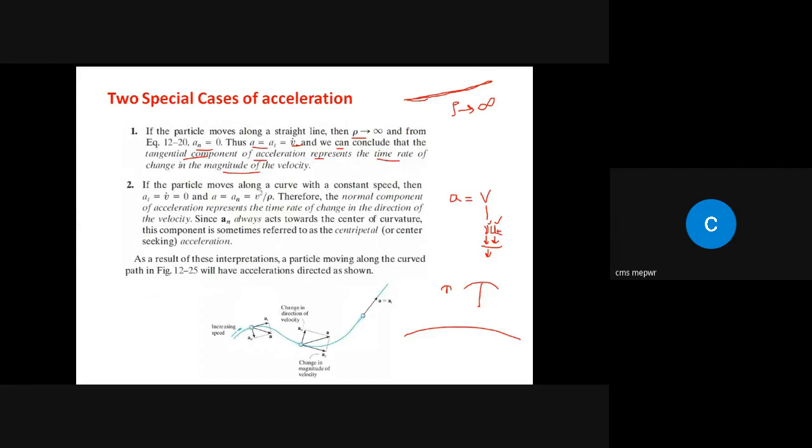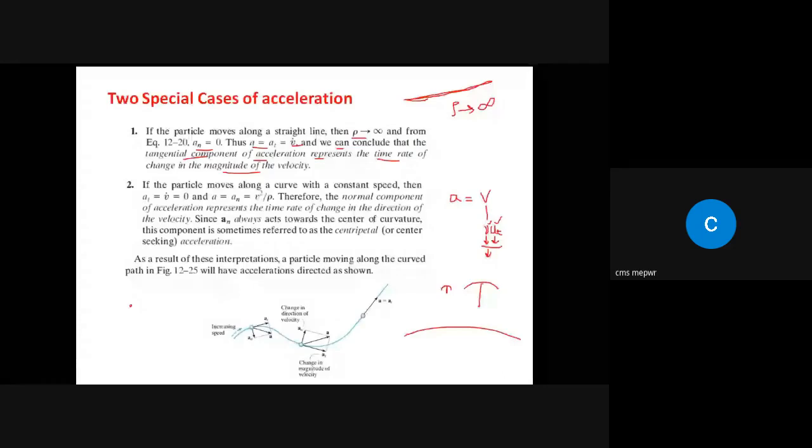Now imagine we have a particle that has a constant velocity magnitude, that is, a constant speed, but its direction changes. So is it possible that the magnitude is constant but the direction changes? Can we have a case like this? Anyone, if you want to give me an example?